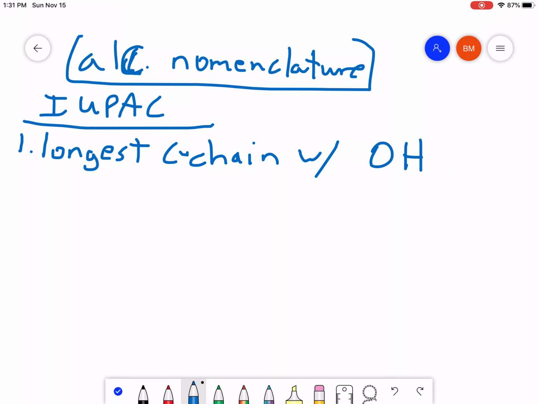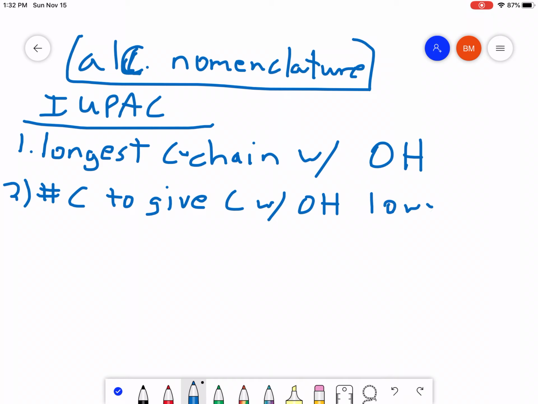Once you identify that parent chain, you need to number the carbons to give the carbon with your OH group the lowest possible number. And this is also a difference that we see from previous examples, right? Other times we went specifically to give any substituent the lowest possible number, just wherever it was. But here we specifically want to give the carbon with the OH the lowest possible substituent number, even if it doesn't work out for the other ones. So it gets priority.